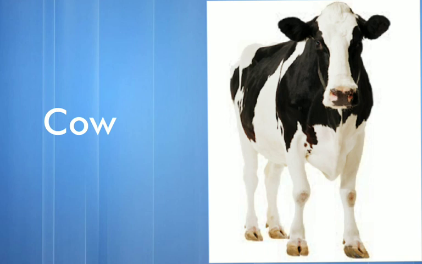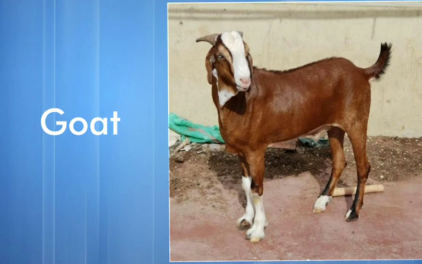Next one. Cow. It's a cow. What is it? Next one we have goat. It's a goat. What is it? It's a goat. We use it for animals.